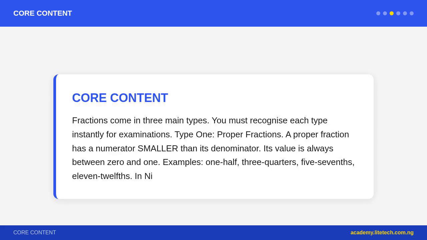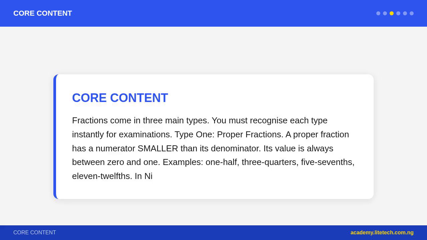Type 2, improper fractions. An improper fraction has a numerator greater than or equal to its denominator. Its value is 1 or greater. Examples: 7/3, 9/4, 15/5. When you eat more than one full item, you have consumed an improper fraction's worth. 5/3 means more than one whole, it is 1 and 2/3.